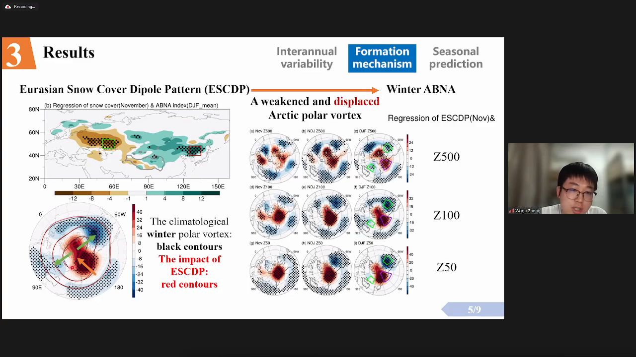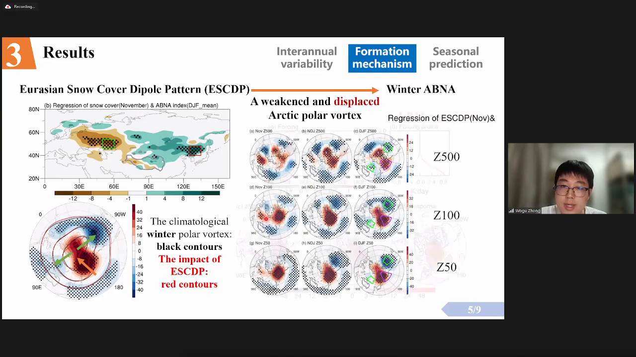From this figure, the black contours show the climatology of the winter polar vortex, while the red contours show the impacts of the ESCDP. We can see that the ESCDP can lead to a weakened and displaced Arctic polar vortex. It exhibits a stretching structure to both the Asian and the North American continents. These are based on observations.